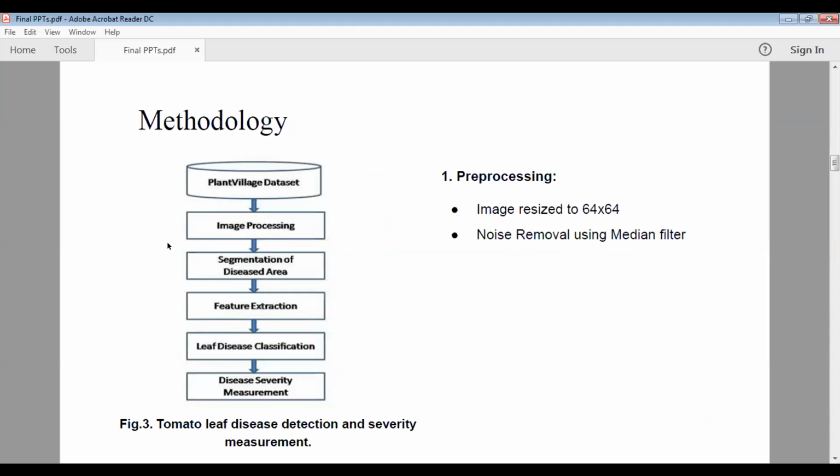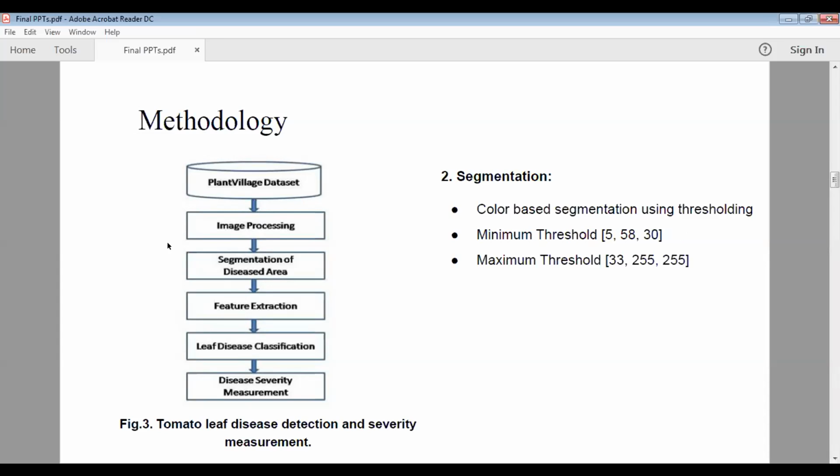First is the preprocessing. I have resized all the 3,000 images to 64 by 64, and I have used a median filter to remove the noise in this first step. After this, the denoised image can be given to the segmentation. Now, the second one is the segmentation.